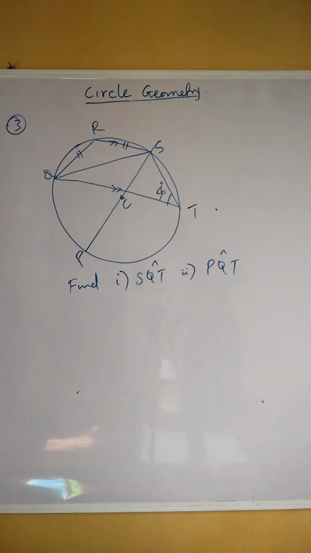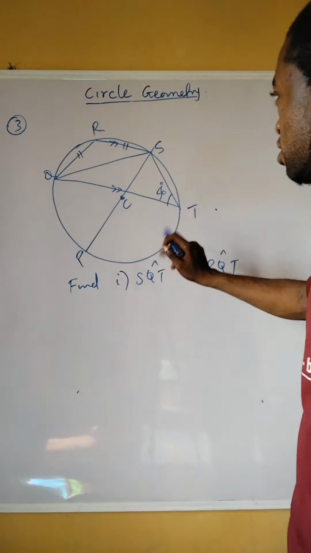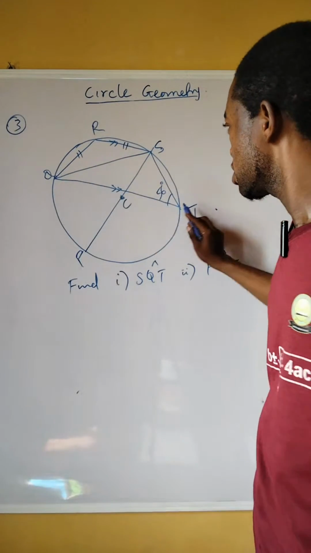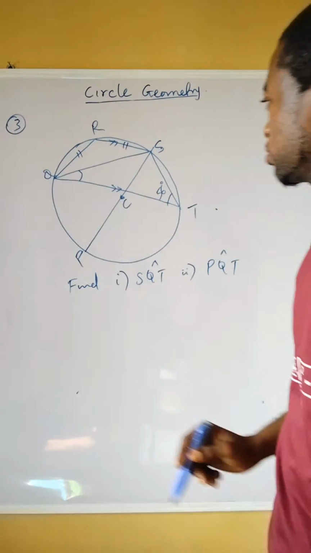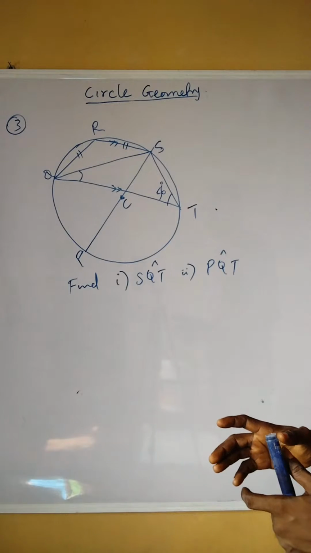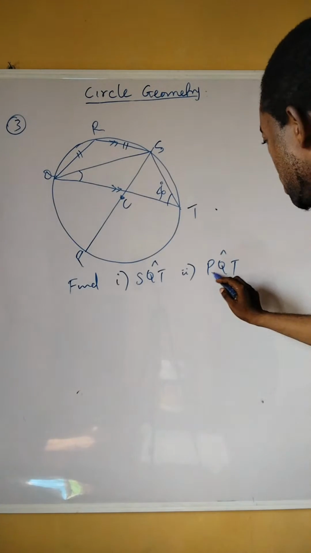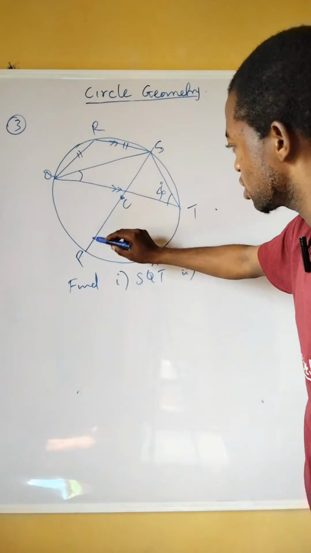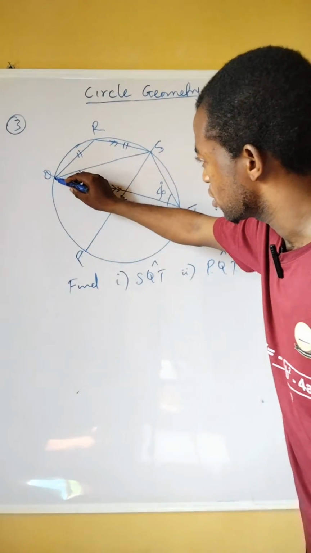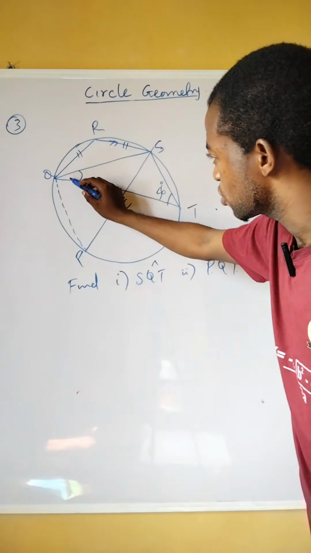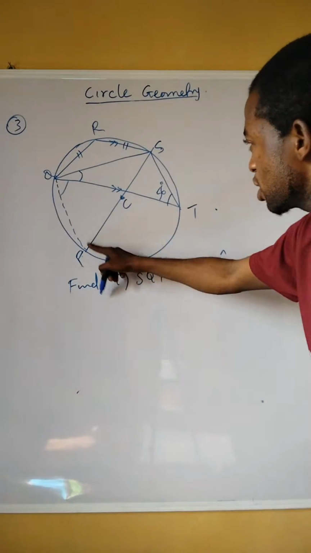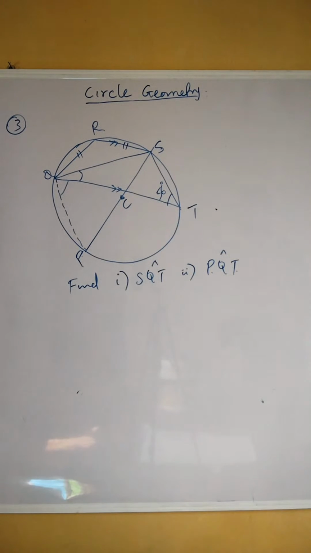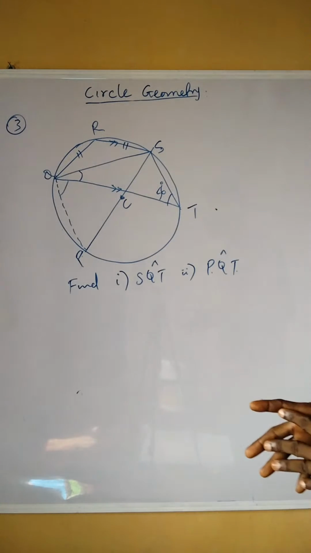So now, let's look at it and recognize. First, we identify the angle we have to find. SQT, we are looking for this angle. And also we have PQT. There is a need to construct a line from here, and also we are finding this angle, which is PQT.